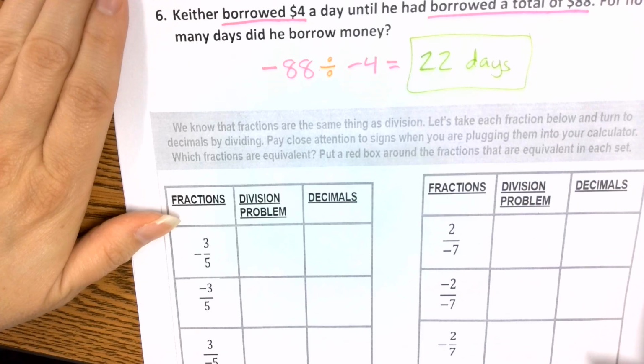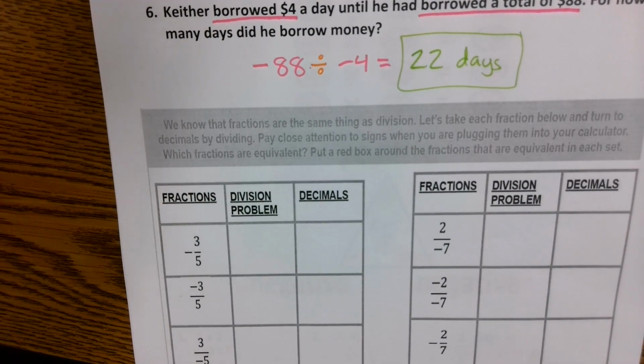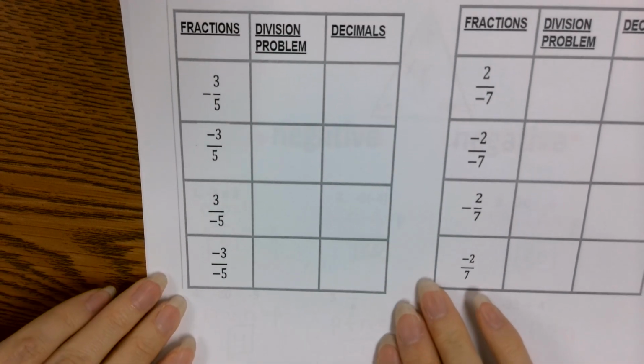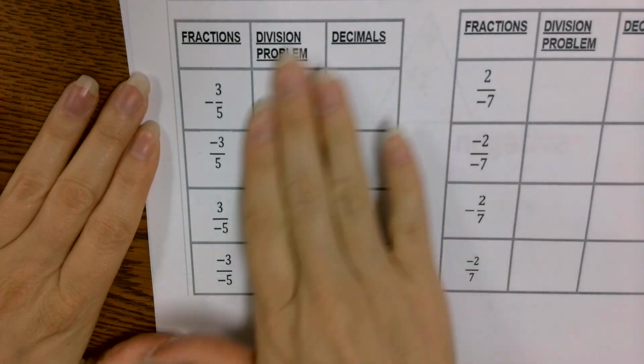All right, what we're going to do now is talk about setting up fractions and converting them into decimals, looking at what the division problem looks like. Taking a look at the division problems, and then we want to identify which division is not like the rest. So let's take a look at the very first example that we have.